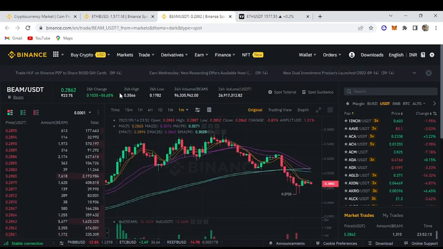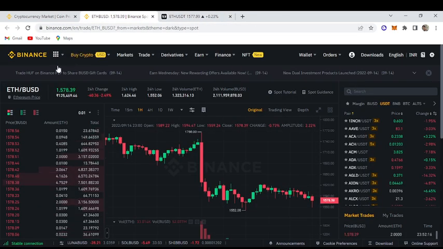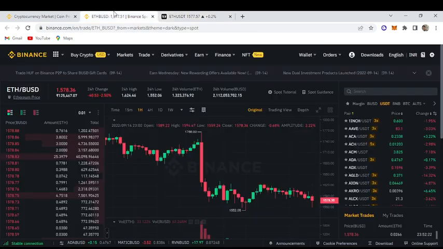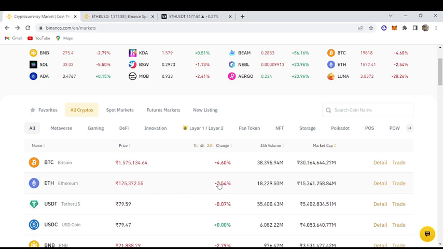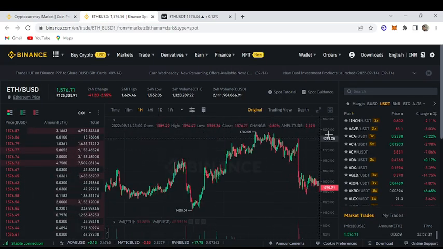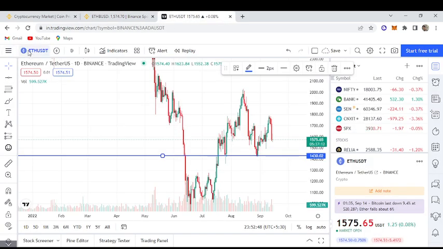Currently Ethereum is at 1577, and it is fighting because of course BTC is dumping right now, and the percentage Ethereum change in the last 24 hours is minus 2.55%. So actually we saw a very decent pump on BTC a couple of days ago, so we were bullish, but suddenly the market fell again.